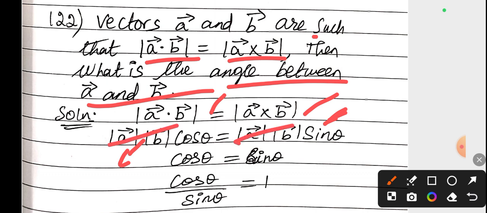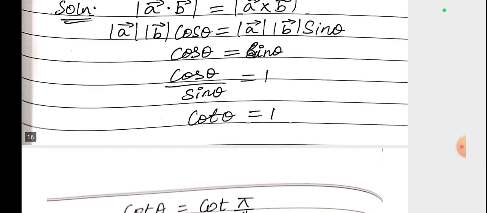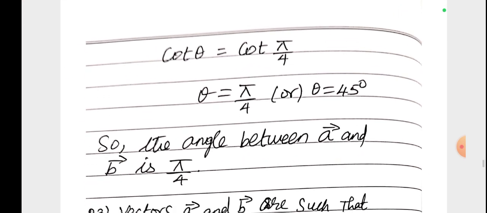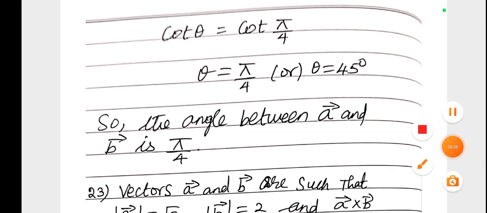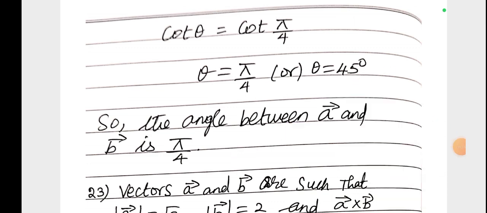So these both get removed now. Cos theta and sin theta we can equate. That is nothing but cos by sin equals 1, or sin by cos equals 1, tan 1 also we can write. Usually they will prefer tan. I kept the sine here and wrote cos by sin, cot. When cot is 1, obviously 45 degrees will give 1. So theta equals pi by 4 or 45 degrees. So the angle between a and b is pi by 4.